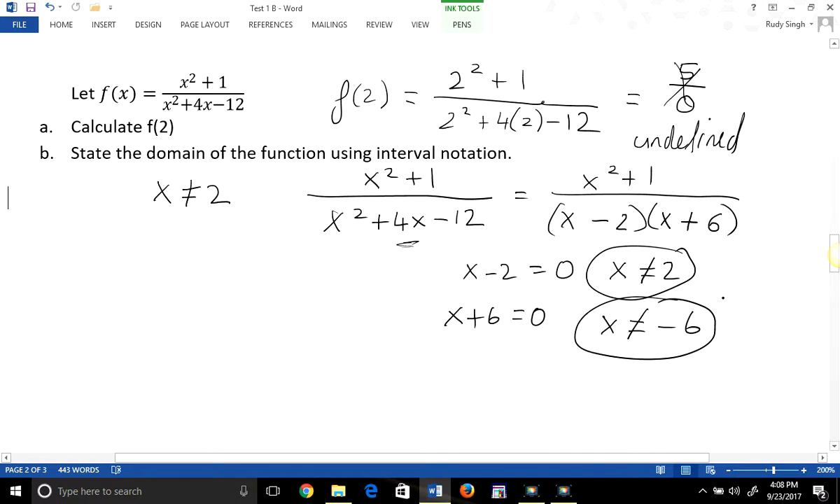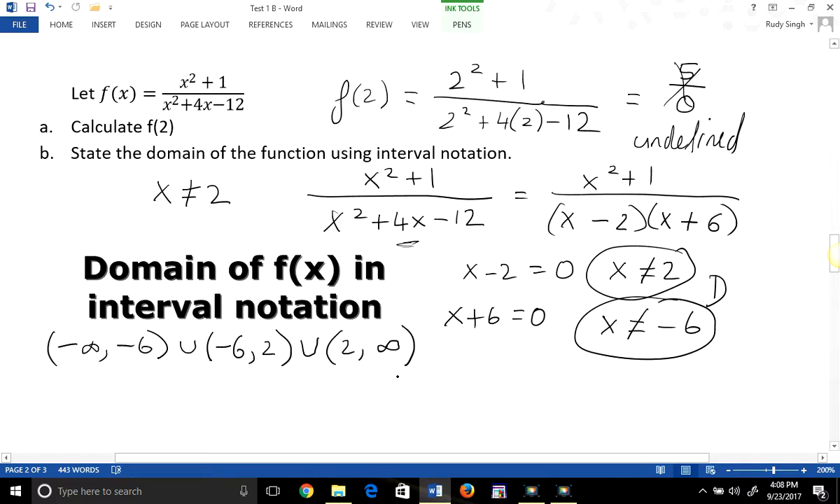So those are my domain restrictions. Those two numbers cannot be in my domain. That's a negative way of saying it, but my domain is everything except these two numbers. In interval notation, we write that as negative infinity going all the way to negative 6, because that's the smaller number, but we won't include it. Then we say union, and then we go from negative 6 to 2. Notice I used parentheses around the negative 6 to not include it, and similarly around the 2 I'm not including it, and union with 2 to infinity. So that's the interval notation for writing this domain.